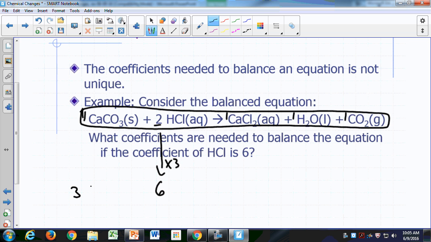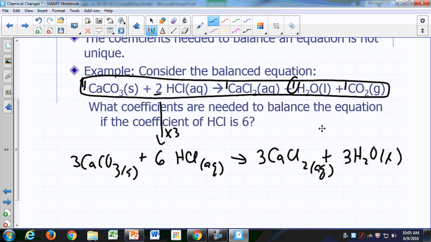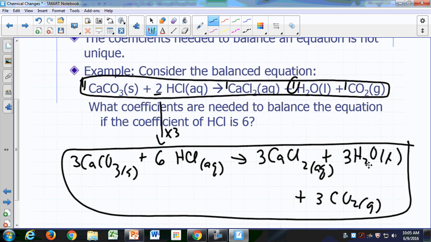So I can have 3 calcium carbonate, solid, plus 2 times 3, 6, 6 HCl aqueous. 1 times 3 is 3, 3 calcium chloride, aqueous. Plus 1 times 3 is 3, 3H2O liquid, plus, and then coefficient of CO2 is 1 times 3, 3CO2 gas. This is still a balanced equation. It just doesn't have the smallest possible set of whole numbers, but it is still a balanced equation. There's nothing wrong with it, okay?